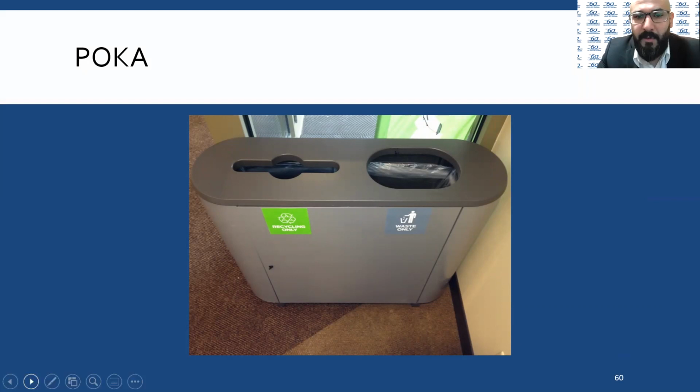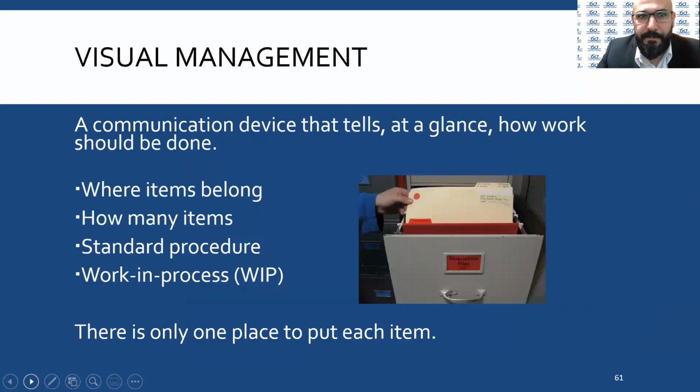Here's an example. If you look into a recycling machine or recycling bin, you will see that there's a specific slot in the top which will guide you to recycling versus the other for waste. This is a technique we use to error-proof mistakes, or eliminate errors from the first time, what we call Poka-Yoke, and this is of course a Japanese term.